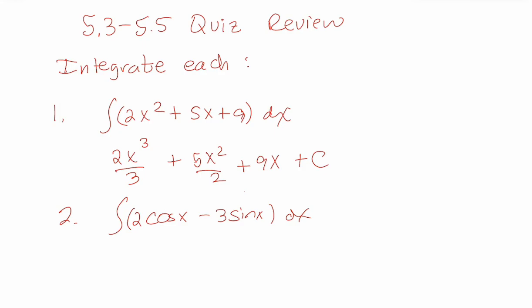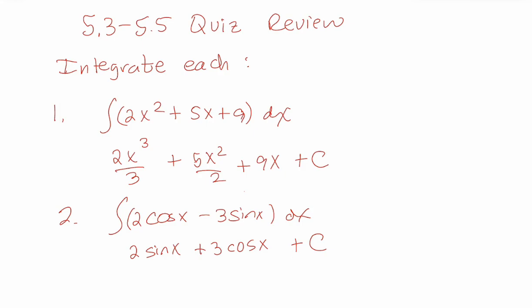put the plus c. So our second one here is 2 cosine of x minus 3 sine of x. Now, if you're going backwards from a cosine back to a sine, you don't have to change the sign, because the derivative of sine of x is cosine of x. So the antiderivative of a cosine of x is a sine of x. But the sign here will change when you go backwards.